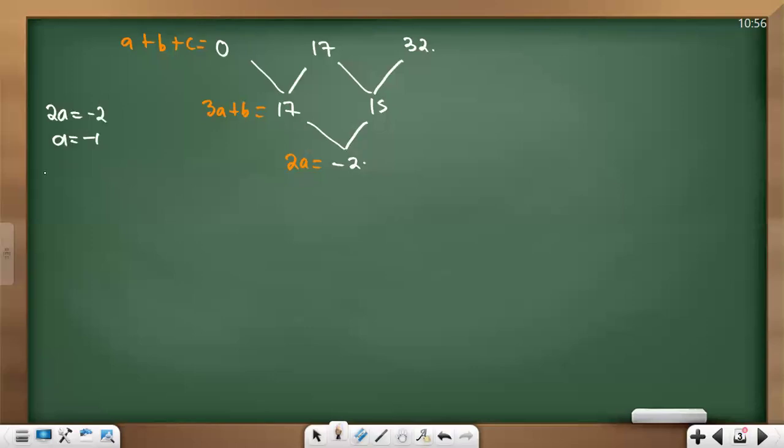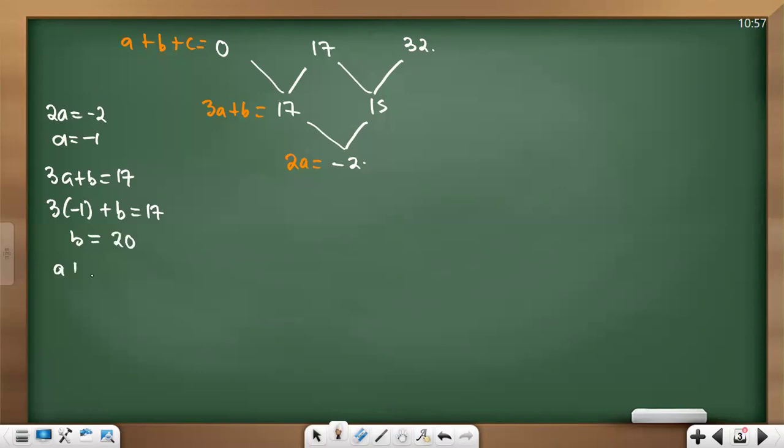Negative 1. All right. 3a plus b will be 17. So this will be 3 into negative 1 plus b, that will be 17. What is b? b will be minus 3. Take that aside, it becomes positive. 17 plus 3, that will be 20.